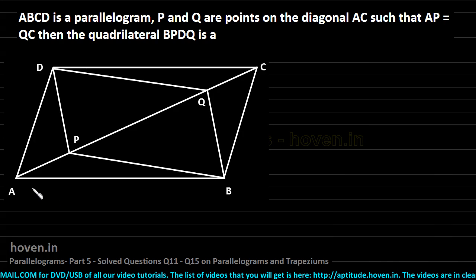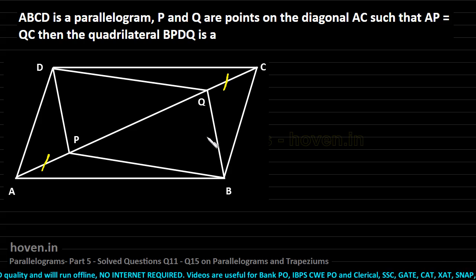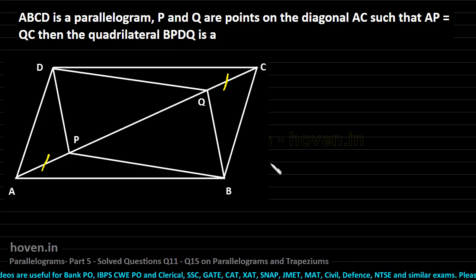This is the diagram. A, B, C and D is a parallelogram. P and Q, these points have been taken on the diagonal AC such that this AP is equal in length to QC. And we have to determine the nature of the quadrilateral BPDQ. B, P, D and Q.